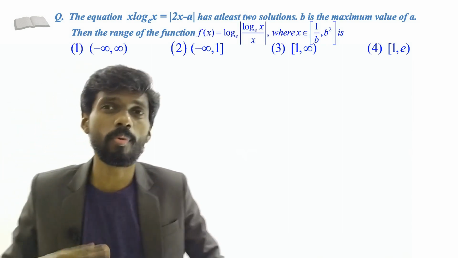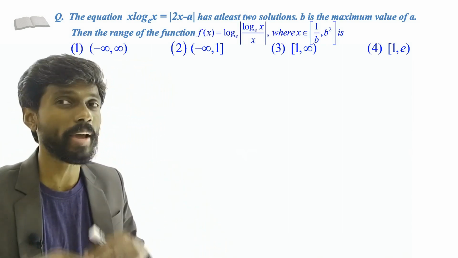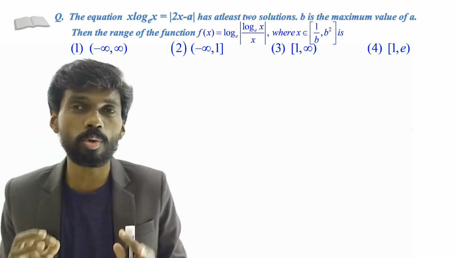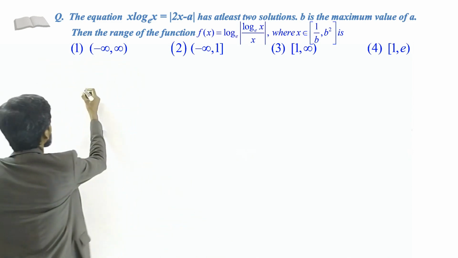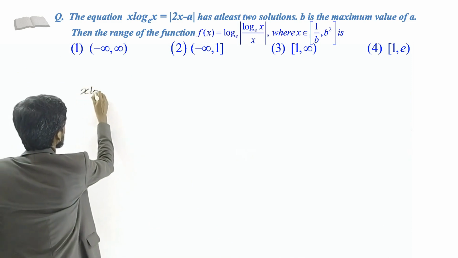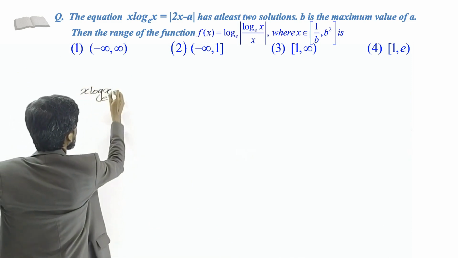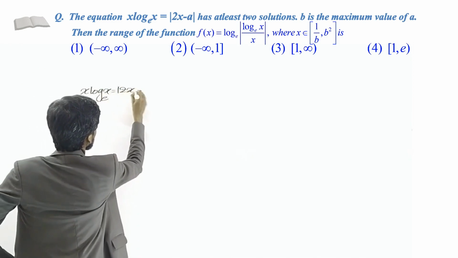This question is similar to the one which we have done already. We are given an equation with the parameter a. This equation has at least 2 solutions. We have to find the possible values of a, right? So the equation given here is x log x equals modulus of 2x minus a.